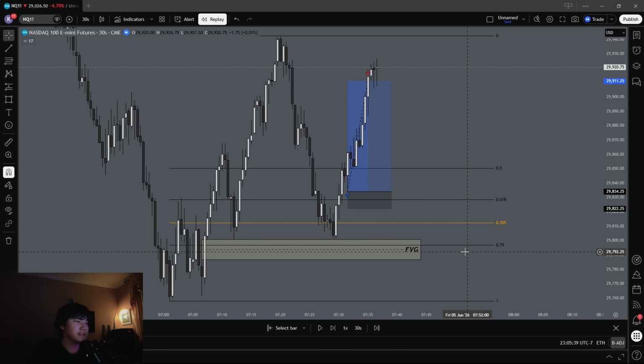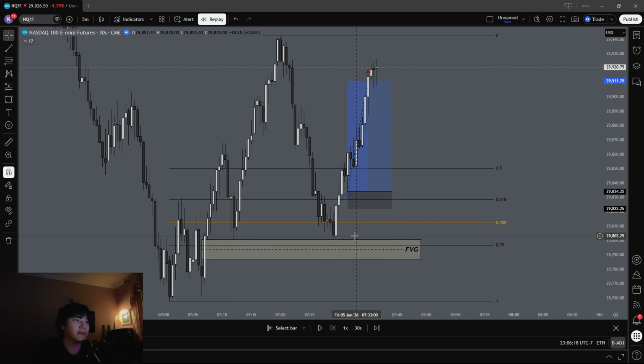Now, I would also like to note that for the OTE range to work, it has to tap some kind of fair value gap or even an order block, aka a higher time frame PD array. For example, in this case, a fair value gap or an order block. So in this case, we tapped a fair value gap on a 30-second right here. And for this to work, it also has to react off of the 0.705.